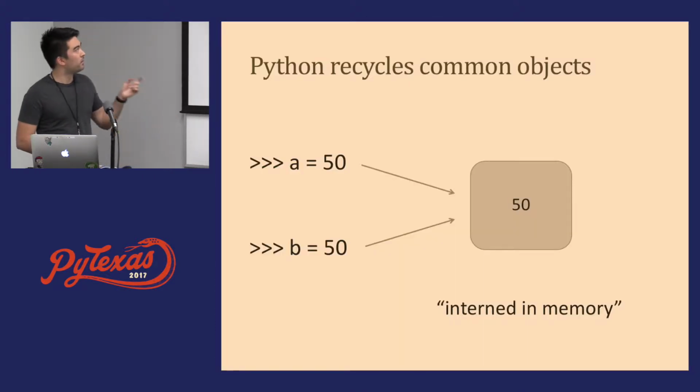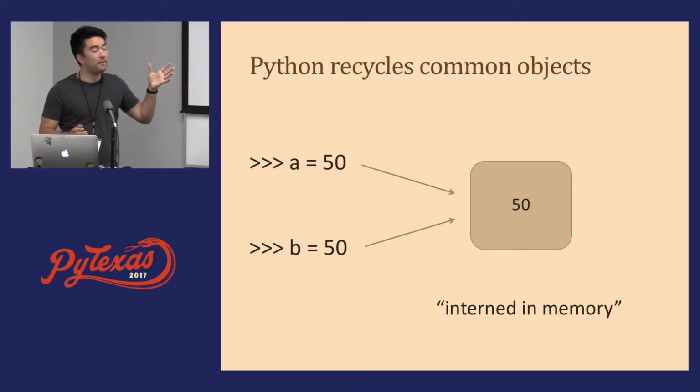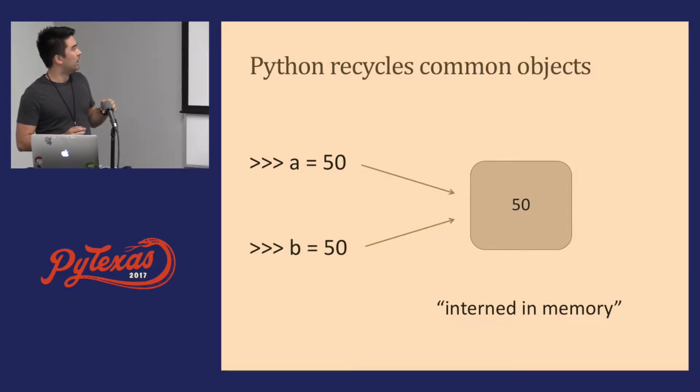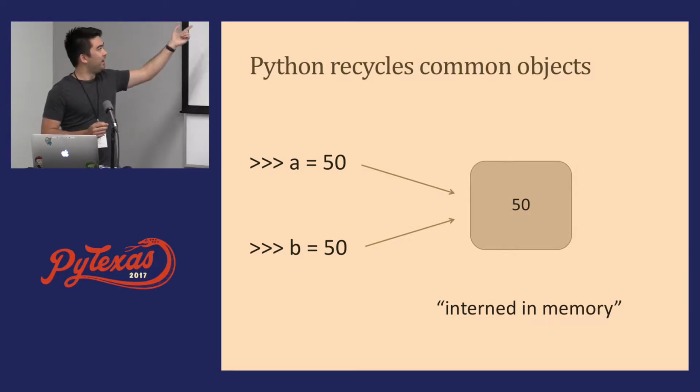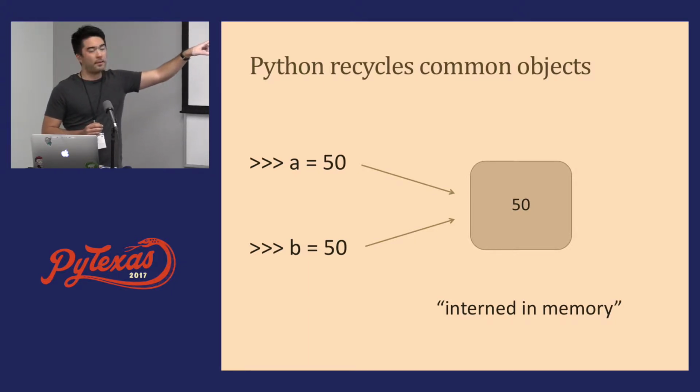Python recycles common immutable objects for the sake of conserving memory. It's called interning. So when we're using A equals 50 and B equals 50, they're actually getting pointed to the exact same object.